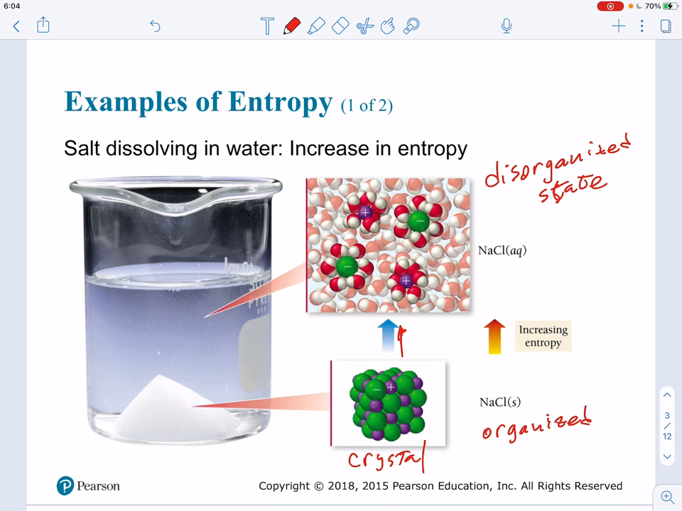Okay, so it takes less energy to go to the disorganized state. It's just going to be practically spontaneous. So in this particular case, because you are going to a higher entropic state, the process will be more favorable. Okay?